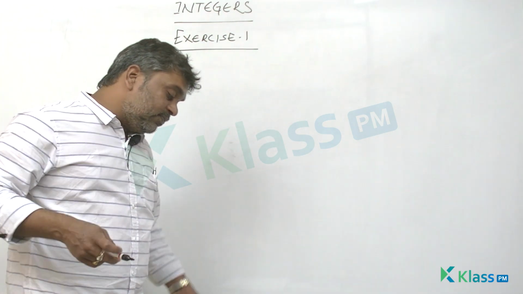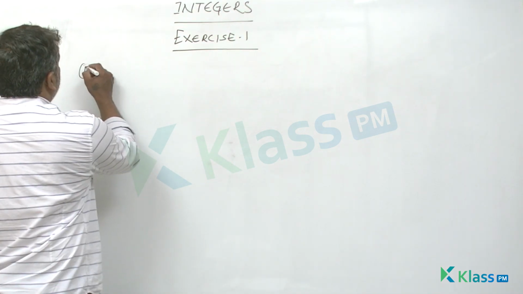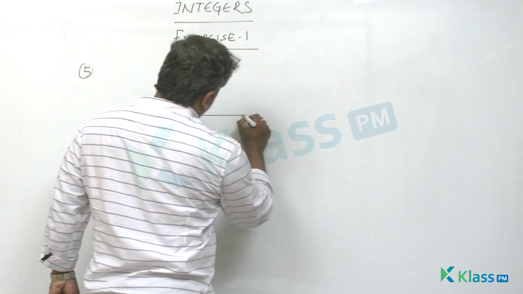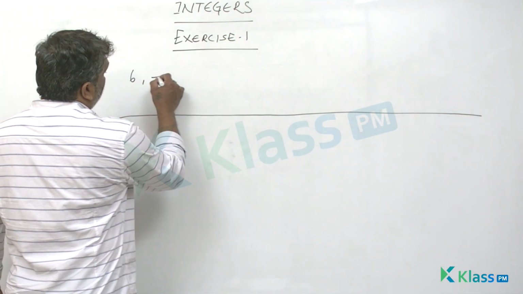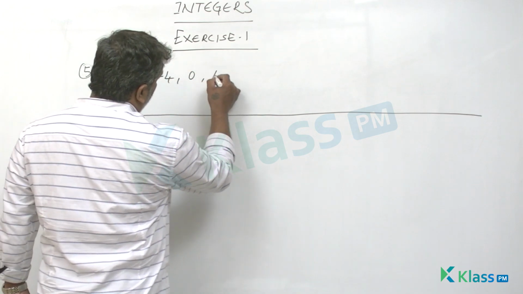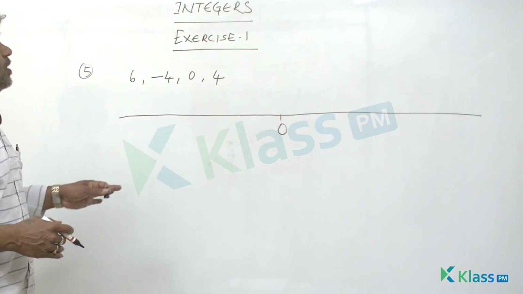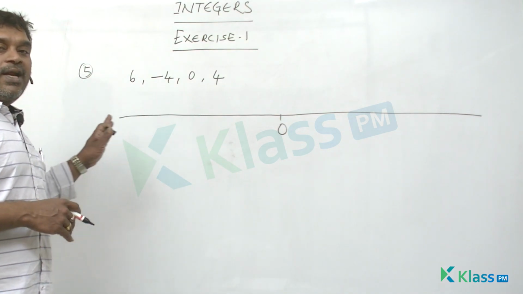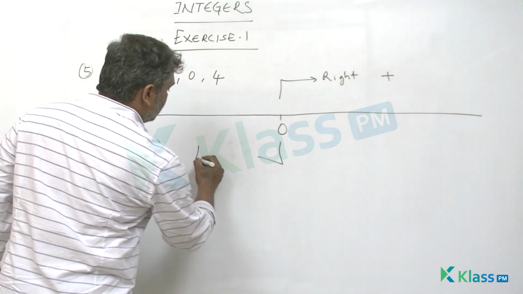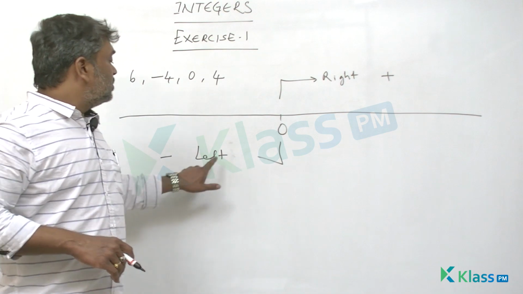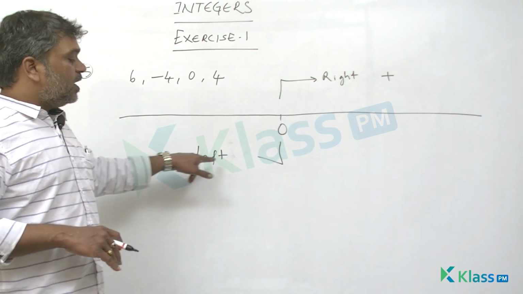Represent 6, minus 4, 0 and 4 on a number line. So, he has given some numbers and we have to represent those numbers on the number line. What numbers has he given? 6, minus 4, 0 and 4. So, 0 will divide the number line into two parts. One is the positive side, another is the negative side. Right side is positive, left side is negative. You should not write this left and right, plus and minus. For explanation purposes, I am writing this.